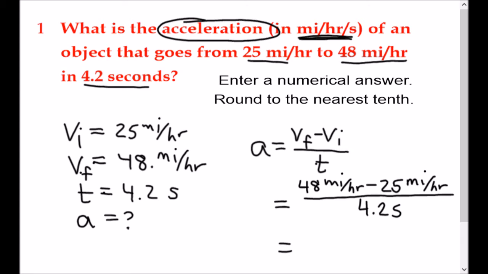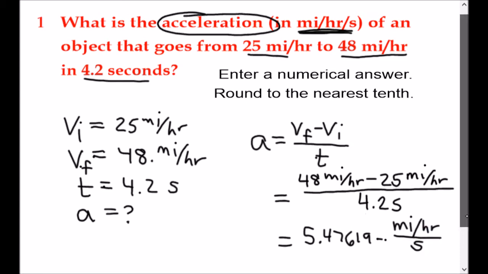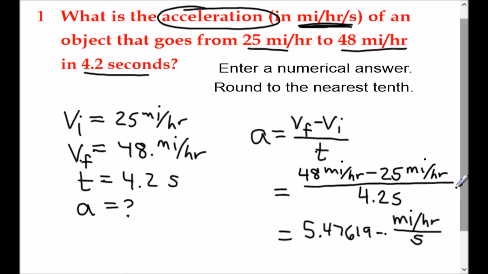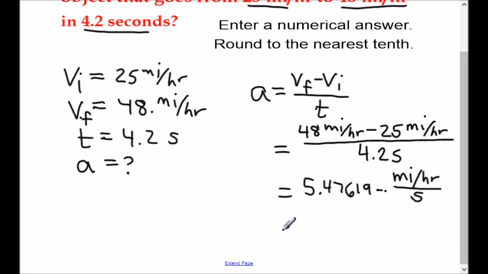When I do that math on my calculator, I get an acceleration of 5.47619..., and this is miles per hour per second. Up here, I told you to round to the nearest tenth, and so just following those guidelines, I'm going to round this to 5.5 miles per hour per second. Those are the same thing.